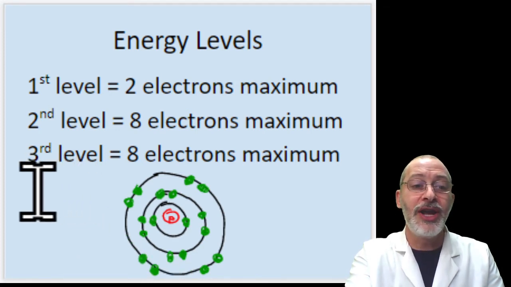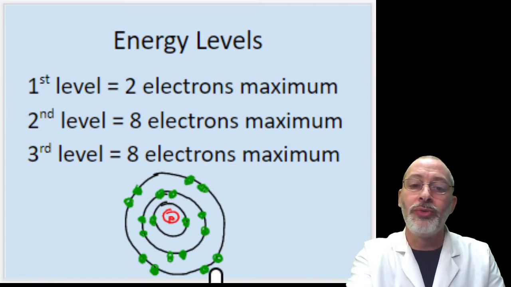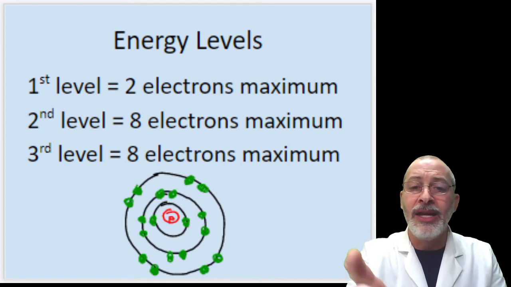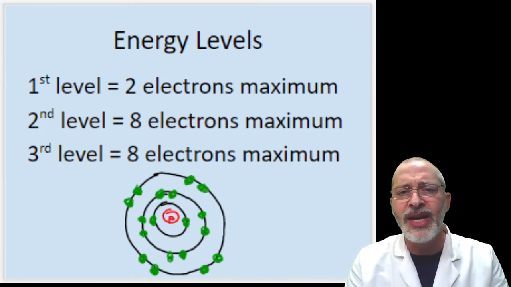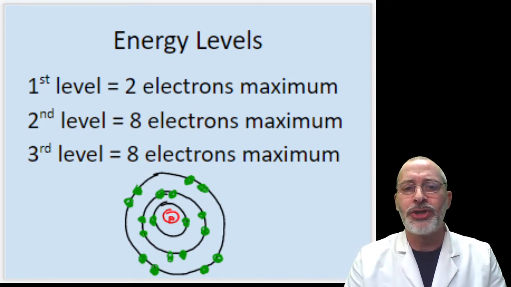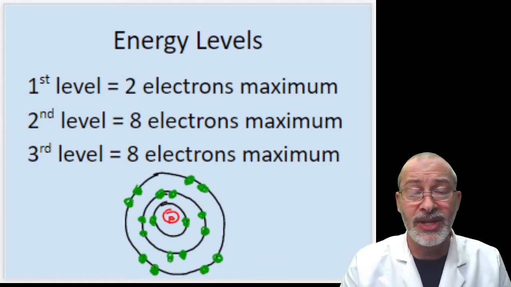Brings us to the third energy level, which also has 8 electrons maximum. And notice the arrangement, 1, 2, 3, 4, 5, 6, 7, 8. And you may wonder if there is any significance to me pairing the electrons in the second and the third energy levels. And the answer is yes, there is significance to it.